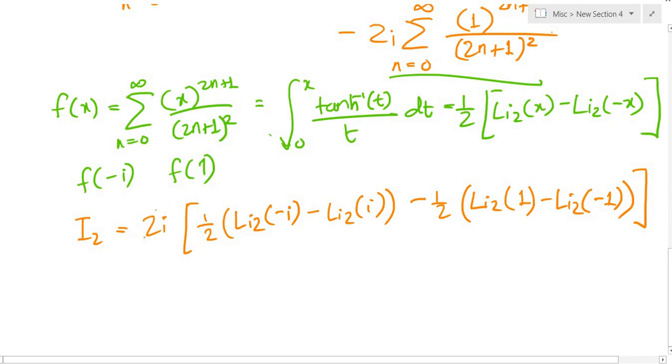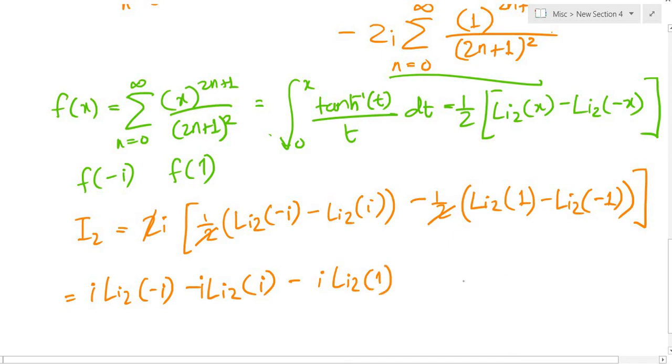So now in all the terms the 2.5 cancel out. We just have an i being multiplied out everywhere. So we have i times the dilogarithm of negative i, minus i times the dilogarithm of i, minus i times the dilogarithm of 1, plus i times the dilogarithm of negative 1.